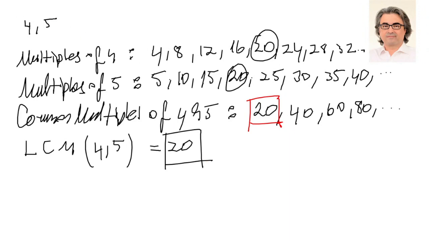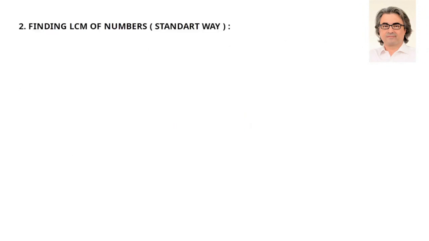Now let's continue with the second title. To find the least common multiple of numbers, we apply the standard way. Now let's repeat the standard way to find the least common multiple of numbers. Start again with two numbers. 12 and 18 are, of course, our favorite numbers.